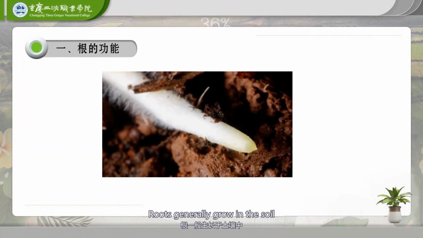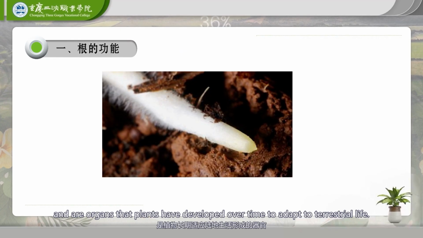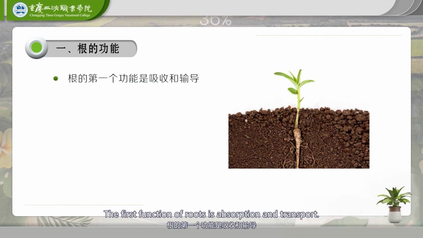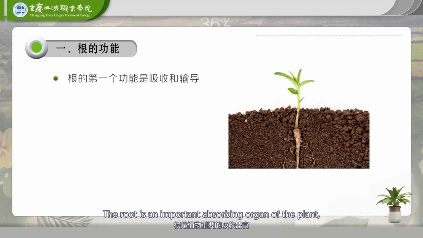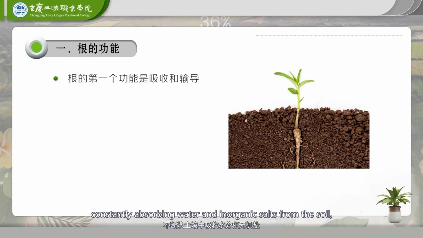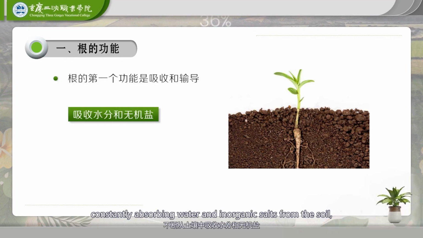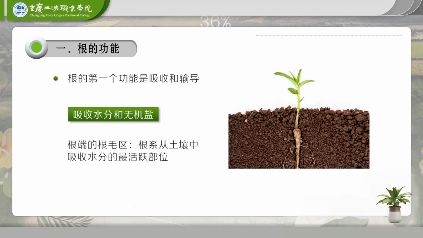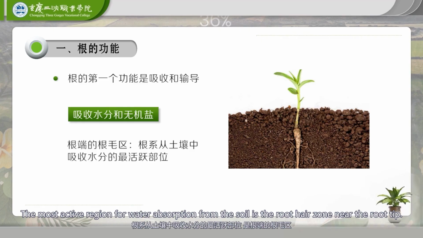Roots generally grow in the soil and are organs that plants have developed over time to adapt to terrestrial life. The first function of roots is absorption and transport. The root is an important absorbing organ of the plant, constantly absorbing water and inorganic salts from the soil and transporting them to various parts of the ground through the transport tissue for plant development. The most active region for water absorption from the soil is the root hair zone near the root tip.